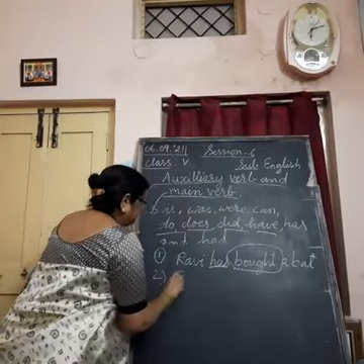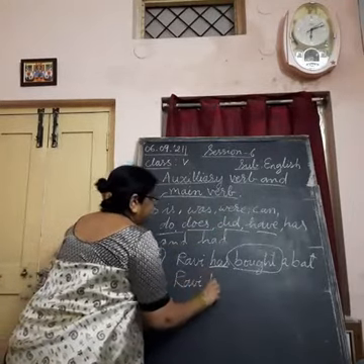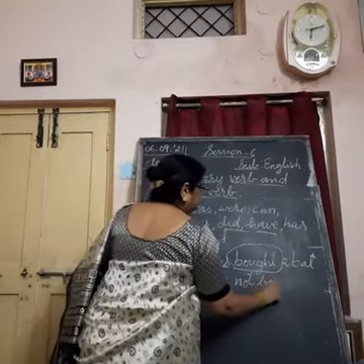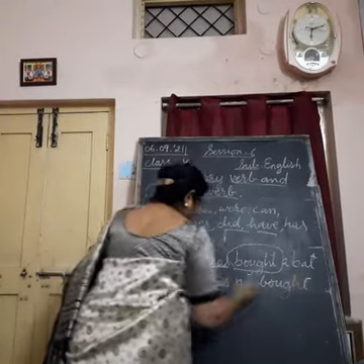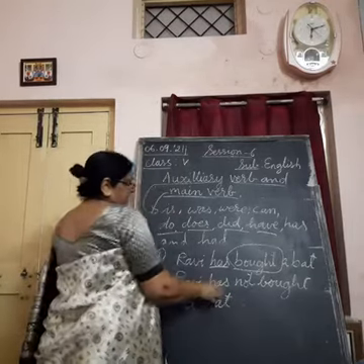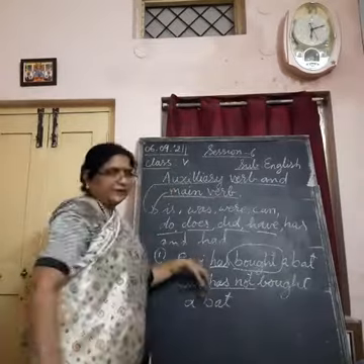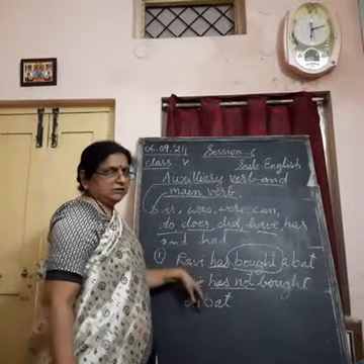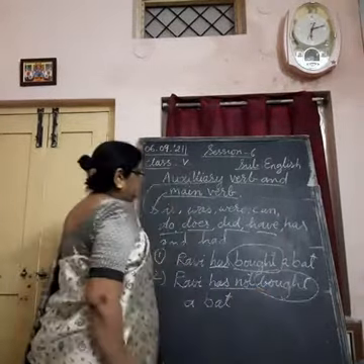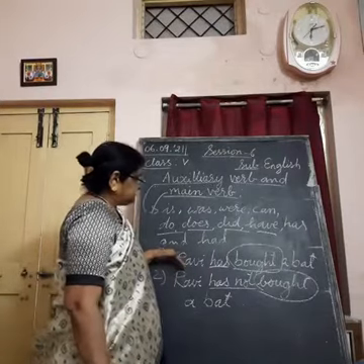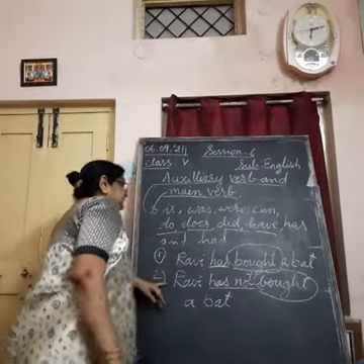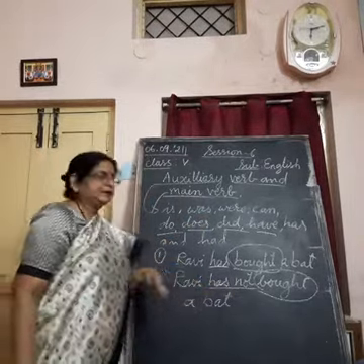Second one, Ravi has not bought a bat. Ravi has not bought a bat. So has not is negative form of has. Has not is negative form of has. And bought is the main verb again. So here what we understood? In first case, it is used to show the tense of the sentence. In second case, it is used for forming negative sentence.